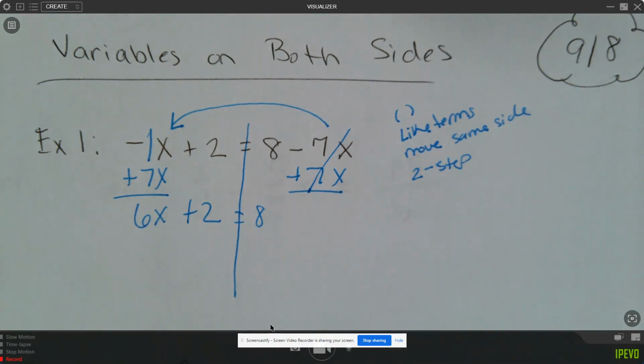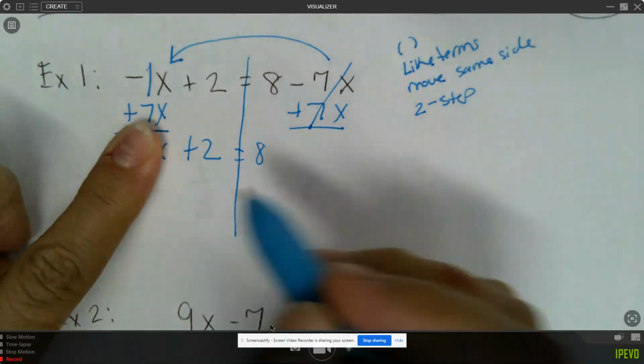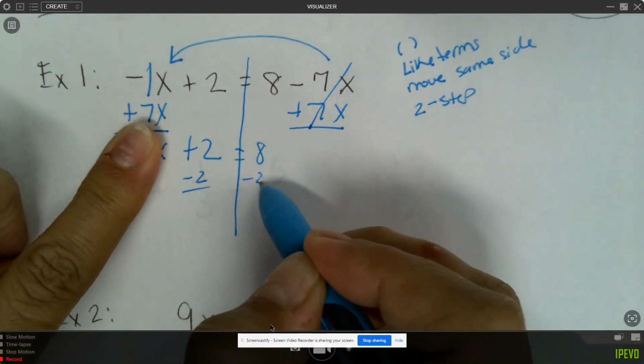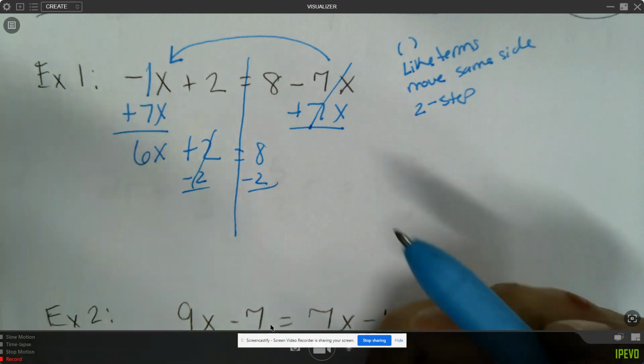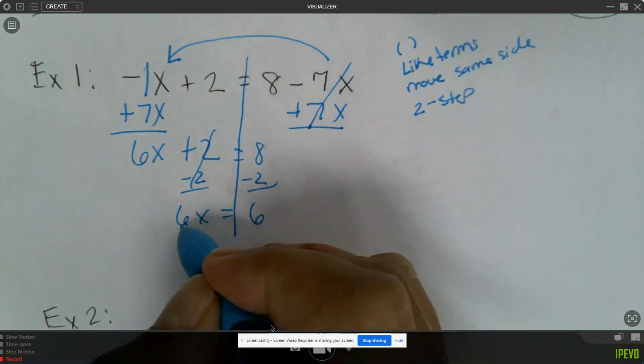I'm going to raise it up just a tad. Now you have a two-step. Cover up your x. Get rid of the number that's on the side with your finger by making it 0. Bring down what was under your finger. Do the math. And then divide by the number with the variable.